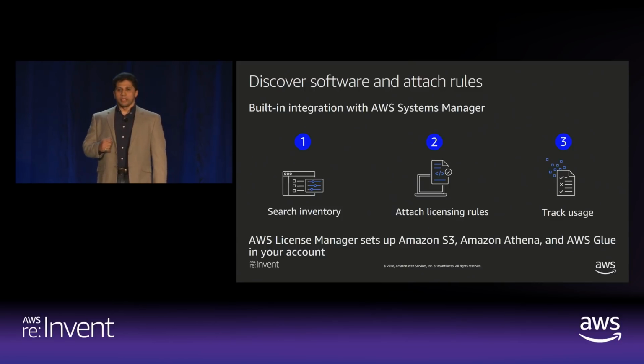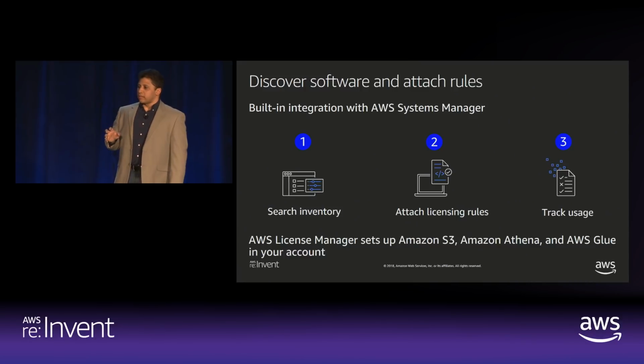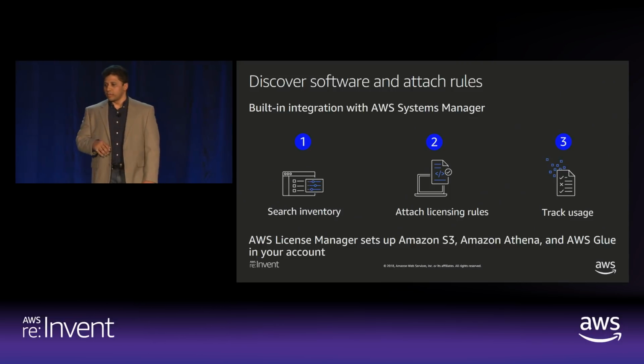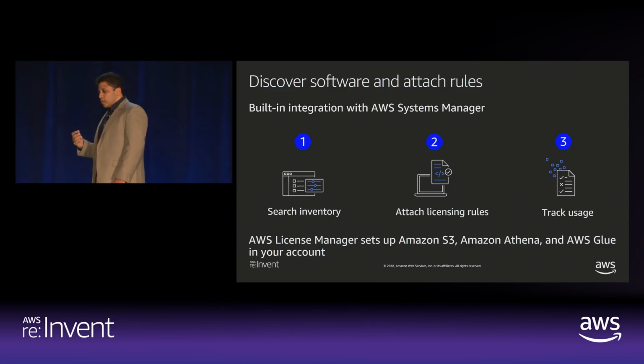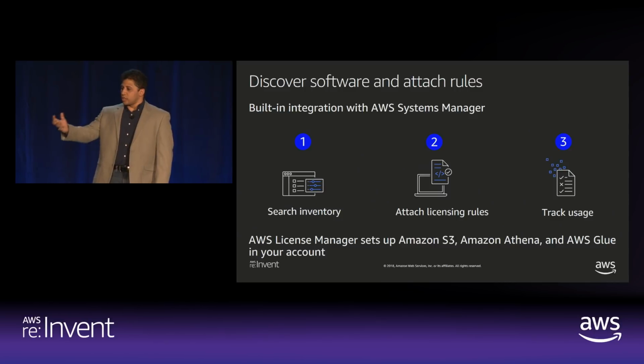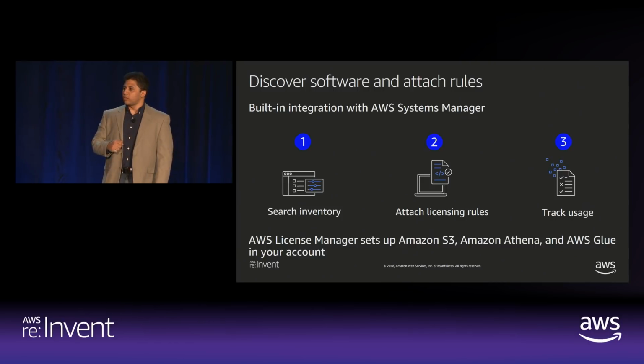How we offer this capability to you is we leverage a capability in Systems Manager called Resource Data Sync. And the service sets up an S3 bucket in your account where the Systems Manager inventory data is stored using the Resource Data Sync capability. And then there are other resources that are set up in your account, such as Amazon Athena and AWS Glue, which query the data from your S3 bucket and serve it to you for you to be able to see what software is used on what servers.